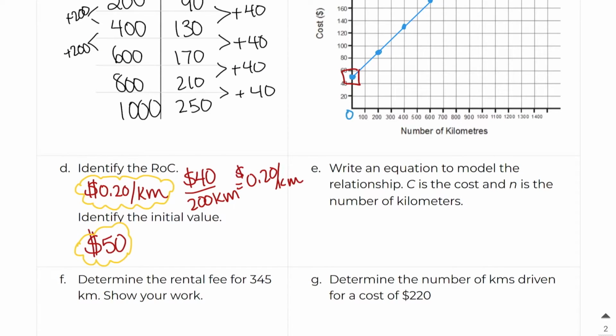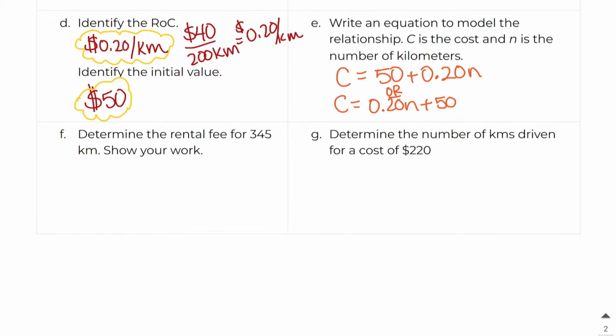And then question E says to write an equation to model the relationship. C is the cost and N is the number of kilometers. So we know that the cost is going to be equal to an initial $50 plus 20 cents for every kilometer. Or we could also say 20 cents per kilometer plus an additional 50. Doesn't matter which way we do it. They're saying the exact same thing. Okay? So question F says to determine the rental fee for 345 kilometers.